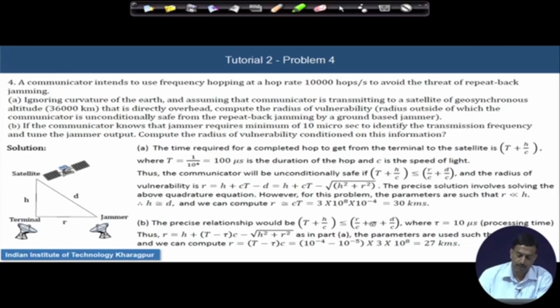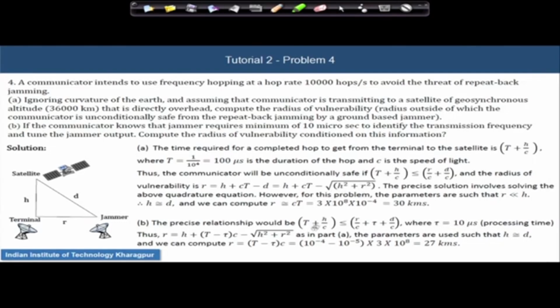So obviously this processing time is going to be some positive number, and that is going to be beneficial to us, because let's say for example we take tau equal to 10 microseconds and solve the same problem as in part A. What we notice is that the radius of vulnerability reduces to 27 kilometers, which is beneficial to us. And so part B of the problem, the solution is a more precise solution, provided this processing time at the jammer is specified.